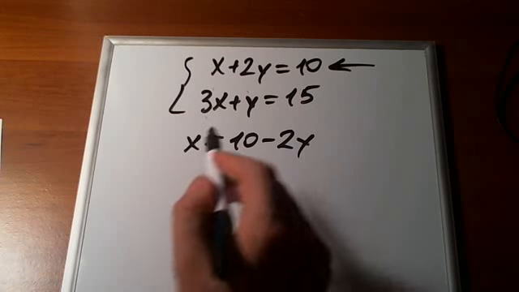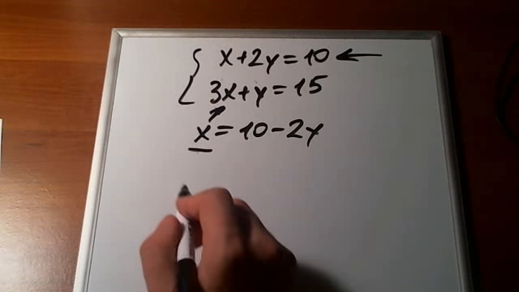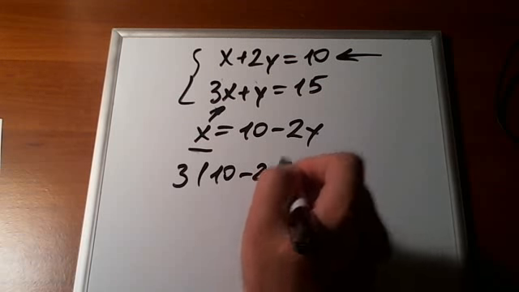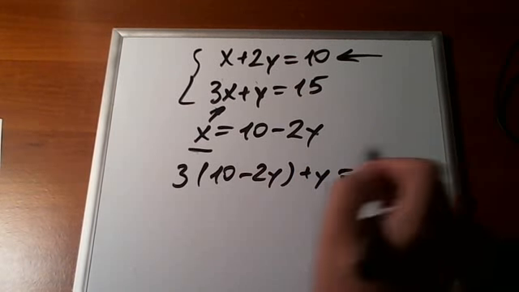Okay, so now we take this value of x and we plug it here, and we'll have 3, this constant stays, times 10 minus 2y plus y is equal to 15. Okay, so it's 30 minus 6y plus y is equal to 15. Okay, so we'll have minus 5y is equal to... If we subtract 30 from here, we'll get rid of 30. We'll have to subtract 30 from here. It'll be 15 minus 30, negative 15. Therefore, y is equal to 3.